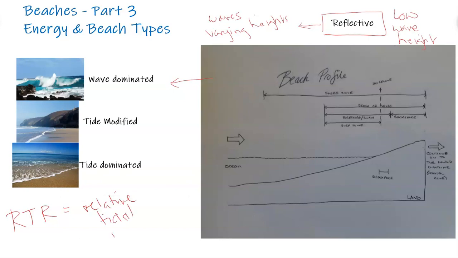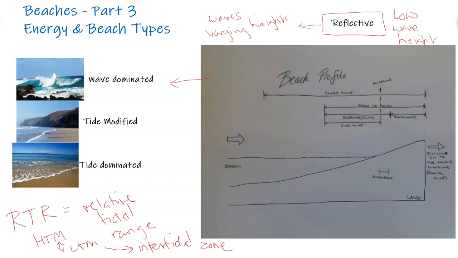Relative tidal range. And the tidal range, again, is the distance or difference between the high tide mark and the low tide mark. And that produces what's called an intertidal zone. Okay? Some beaches have a very small RTR and small range, and some have a very large range.